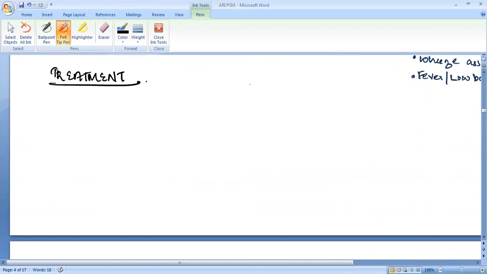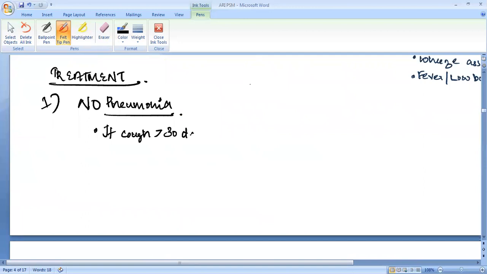Okay, so if we consider the first stage, our first stage was no pneumonia. No pneumonia means this patient is having just cough, or just a cold, like that. In that condition, if this cough is persisting greater than 30 days, then we have to move for further assessment.